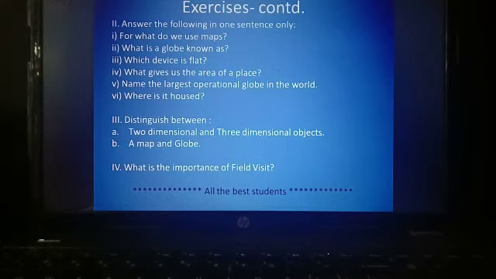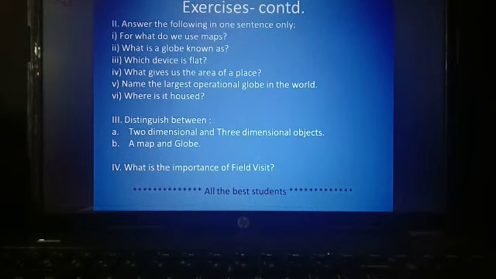Now the next question: answer the following in one sentence only. For what do we use maps? What is the globe known as? Which device is flat? What gives us the area of a place? Name the largest operational globe in the world. Where is it housed? And there is one more question: distinguish between two-dimensional and three-dimensional objects. Then the second, a map and a globe.